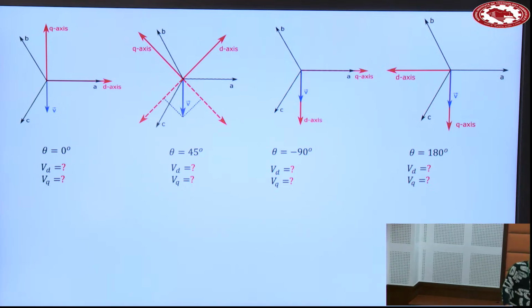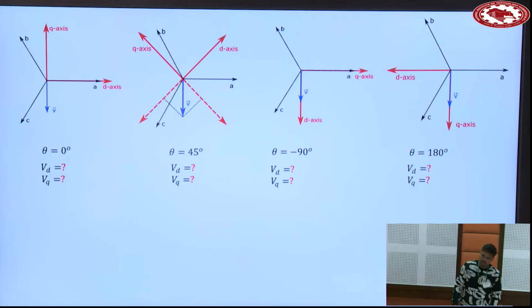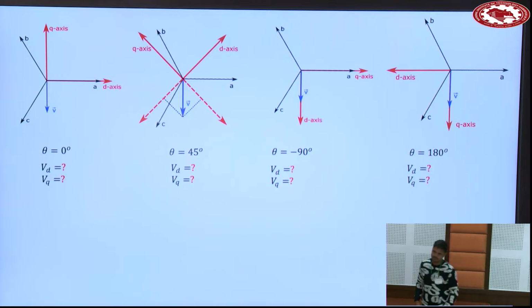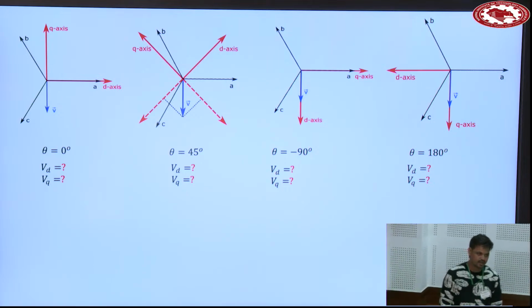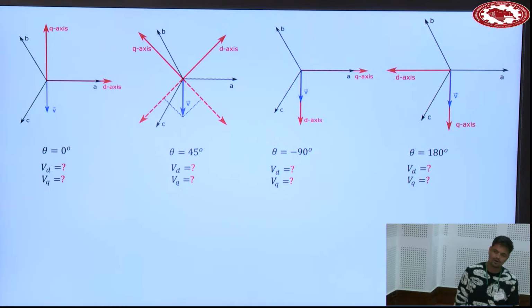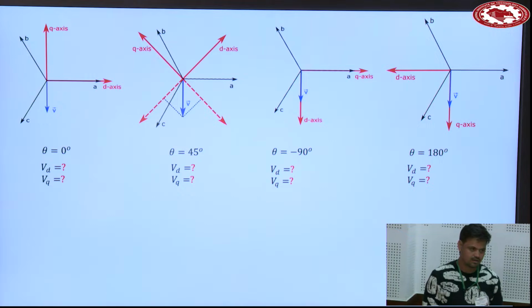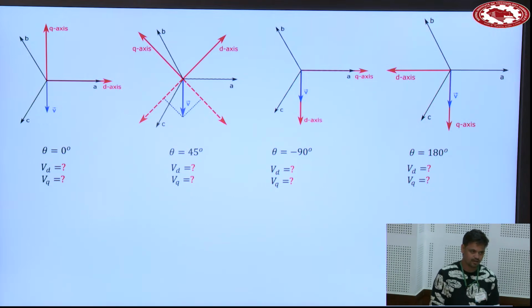Case 1, I have not written case 1, but it is okay. The placement of axis is: D axis is aligning with A phase axis, and Q axis obviously perpendicular to that. And you know that at t equal to 0, the position of the space vector is 90 degrees behind the phase axis. What will be the VD component and VQ component? VD will be 0 and VQ will be minus of that peak. Agree?